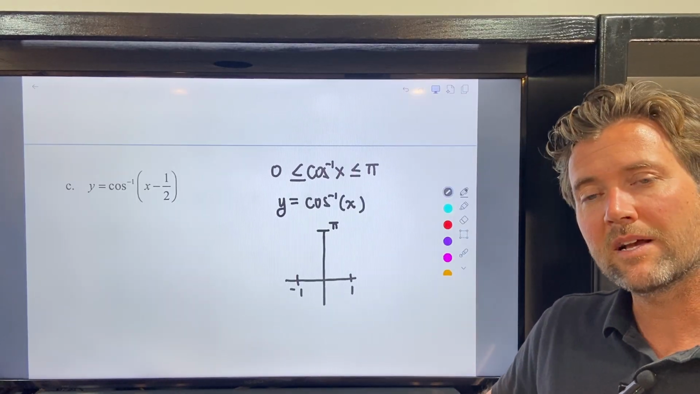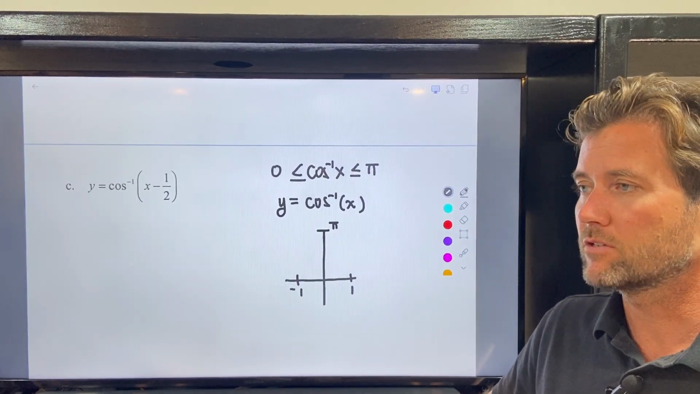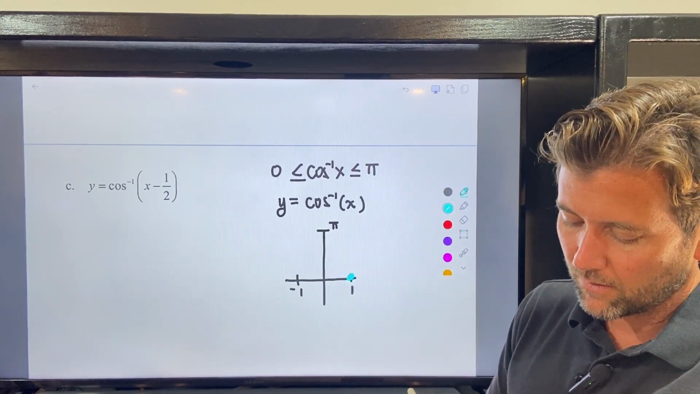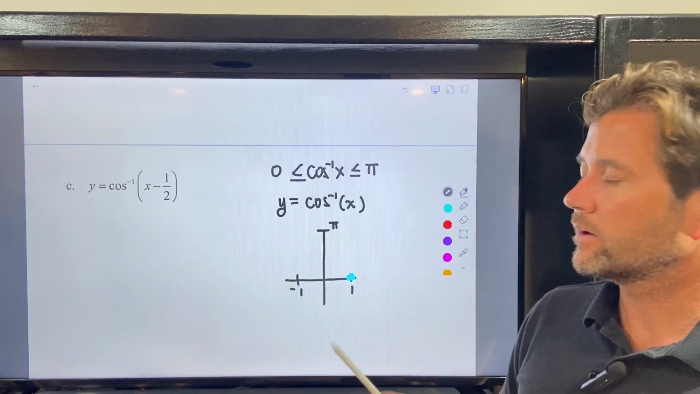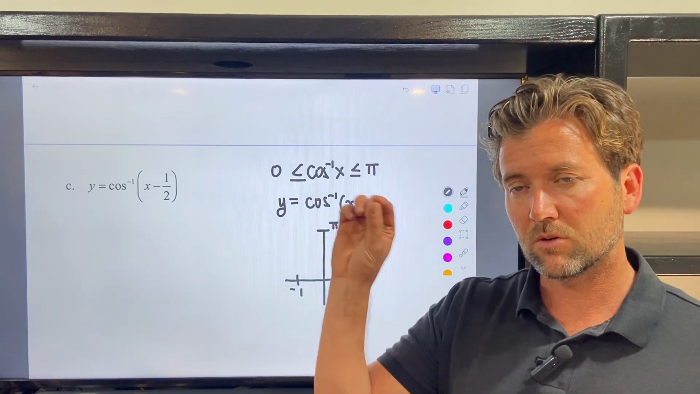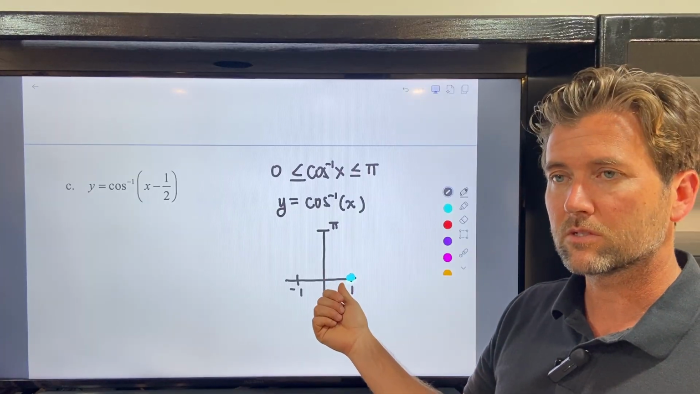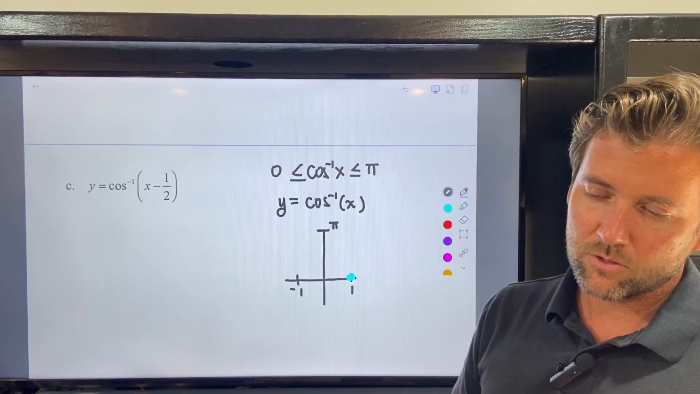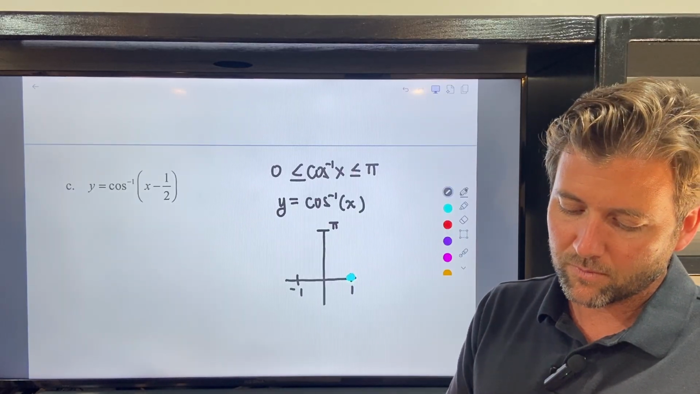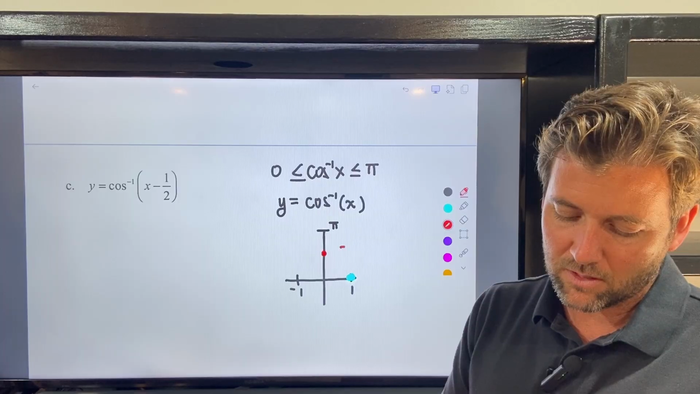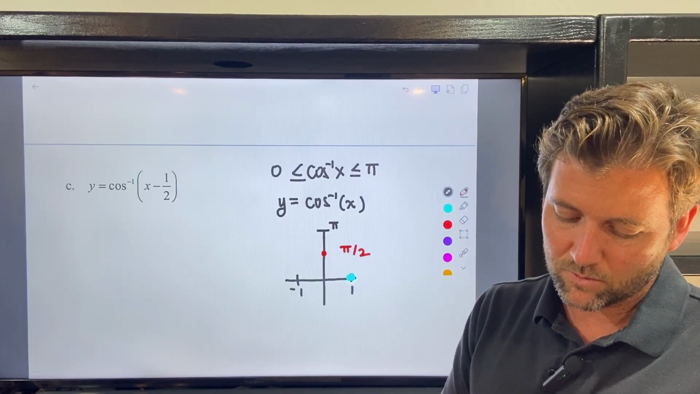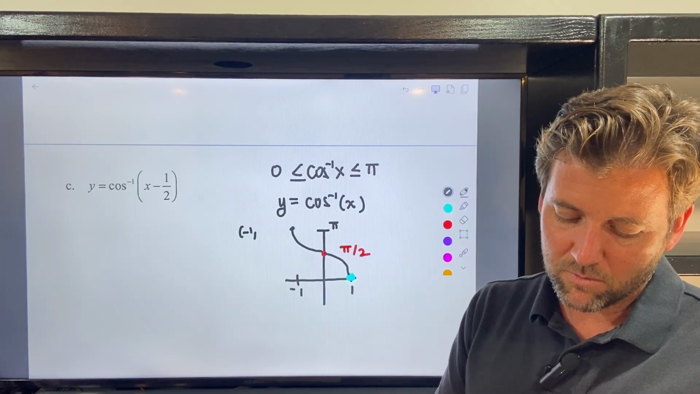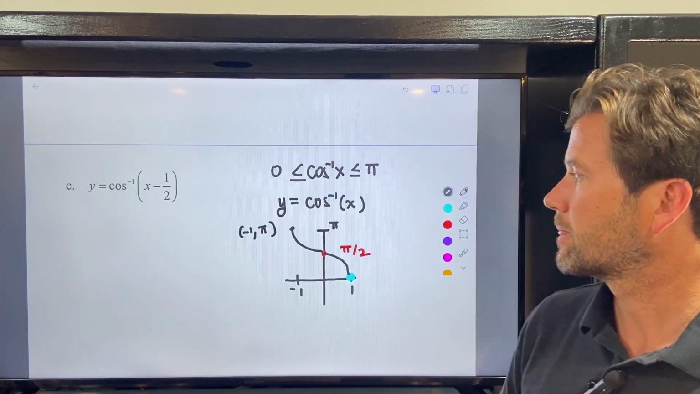Now cosine normally has a y-intercept. Cosine of x does have a y-intercept at 0, 1. 0, 1 becomes this point right here. So the y-intercept of cosine of x, which is at 0, 1, becomes the x-intercept of the inverse. And then if you remember, the cosine of pi over 2 is 0. So cosine had an x-intercept at pi over 2. That means the inverse will have a y-intercept at pi over 2. This is what the parent graph looks like. You need to be familiar with that function.